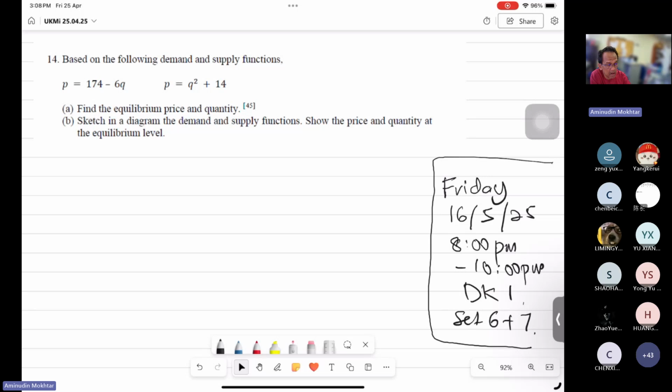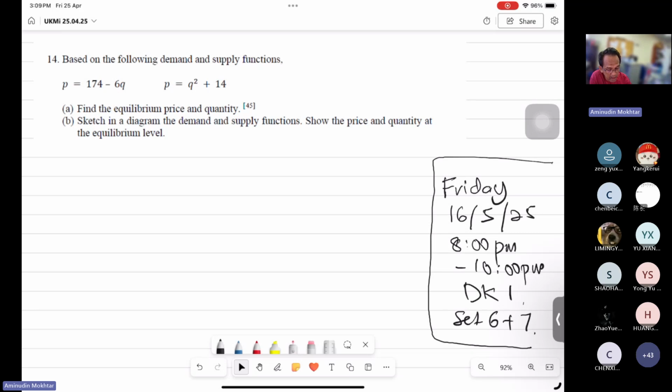Okay, please, during the lecture, if you have any question, just switch on your mic and ask your question. Otherwise, please mute your mic, so that there is no interruption in our recording.